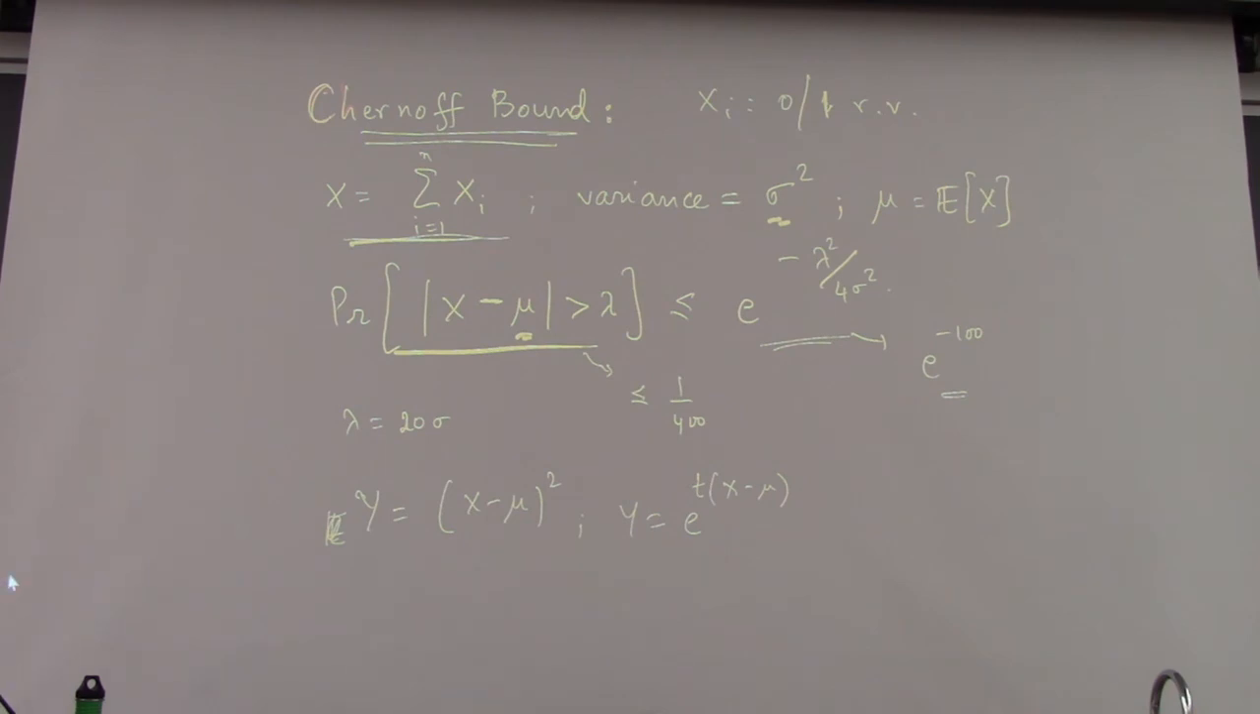And to analyze this quantity, you have to use the fact that x is the sum of independent random variables. Okay, so that's where we are using independence. So things you should remember are Chernoff bound is much stronger, but it's more limited. It's only useful when you have a sum of independent random variables.